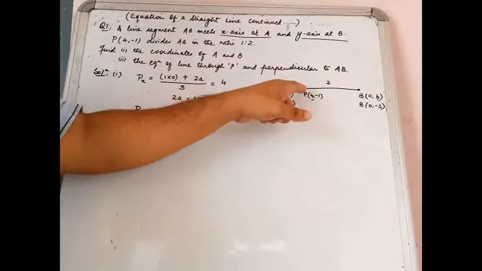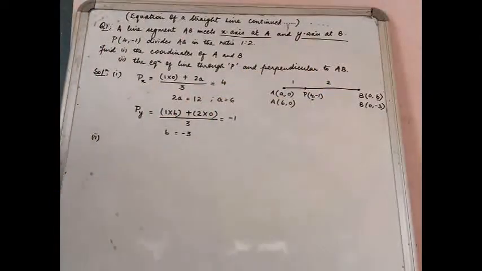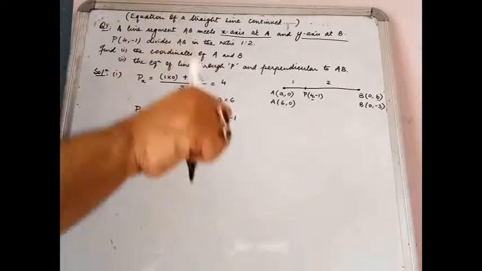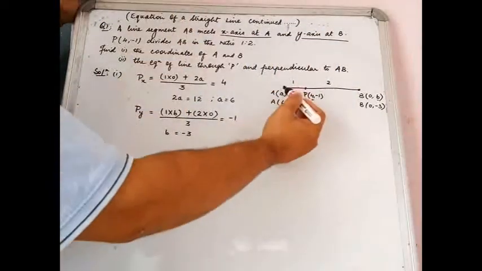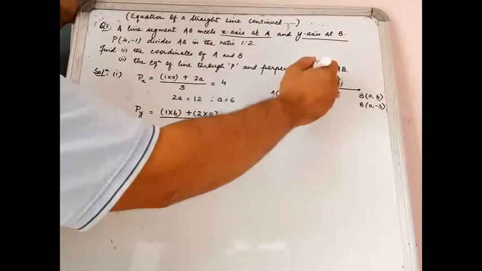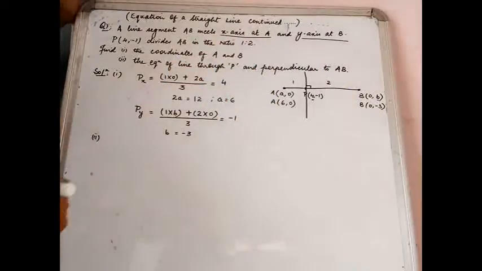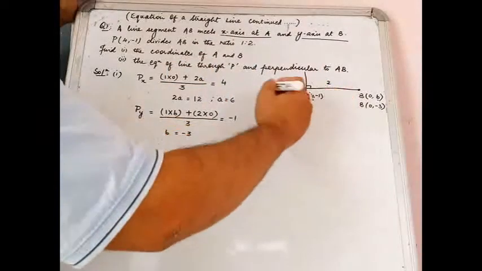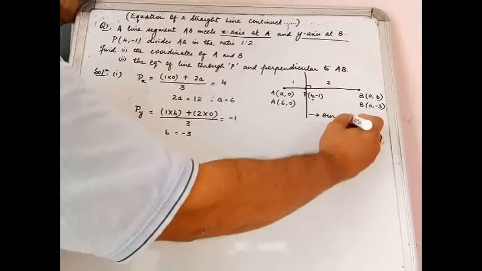So where is P? This is P. Do we know P? Yes, we know P. So there is a line which is passing through this point P, and what is the second condition? It is perpendicular to AB. Okay, so this is the line segment AB. So the line which is passing through P has to be perpendicular to the line AB. So I'll write down, this is our line, which is the required line.